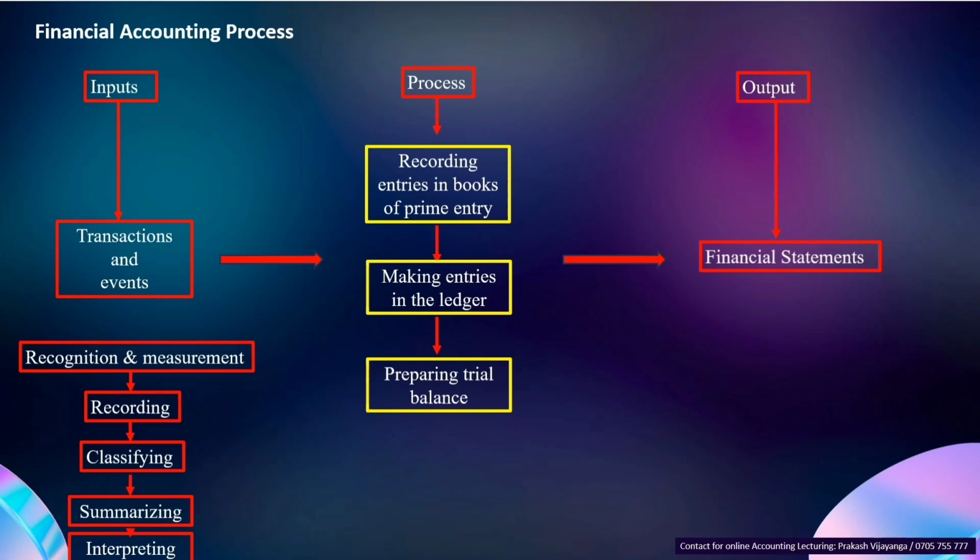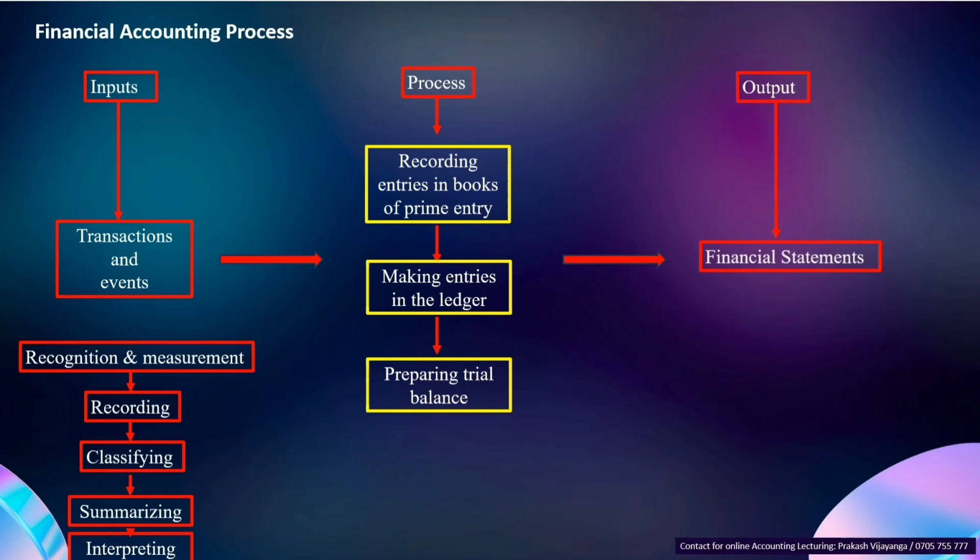Then summarizing starts. Summarizing means all the ledger accounts we balance off and bring the balances to a summary report. That summary report we call the trial balance. So that is the part of the summarization. Then based on the trial balance, we can go for the interpretations and the outcomes. So the outcomes are the financial statements.